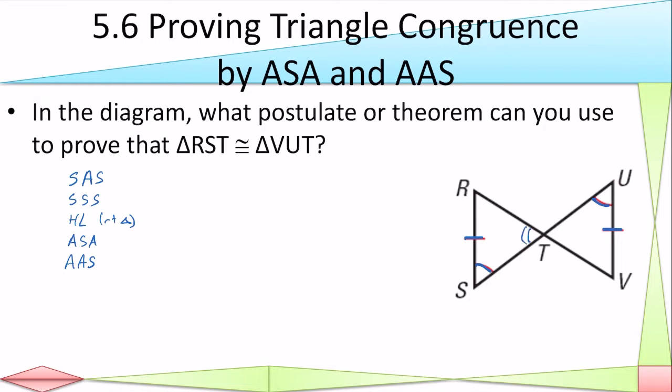That's right. That one, because vertical angles are congruent. So we look at this and say, I have 2 angles and a side. Is the side between the angles? No, it's not. This would be the side between the angles, but that's not the one that's marked. Therefore, it is angle, angle, side.